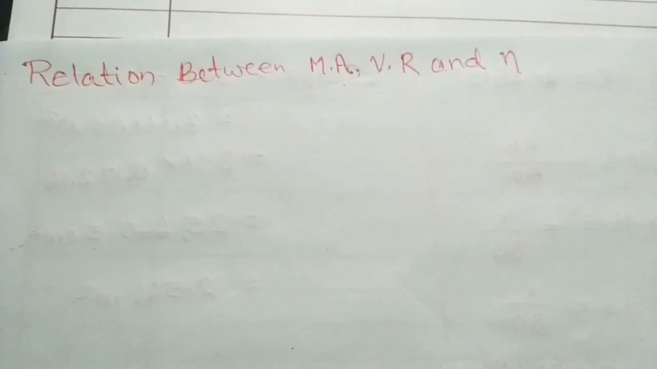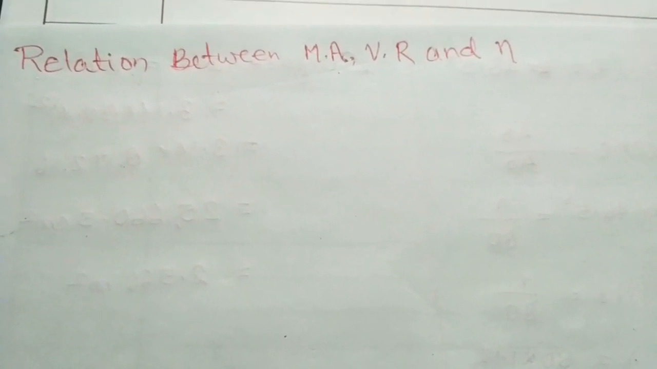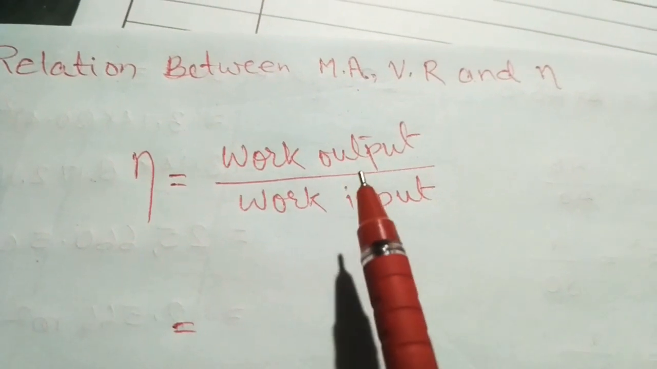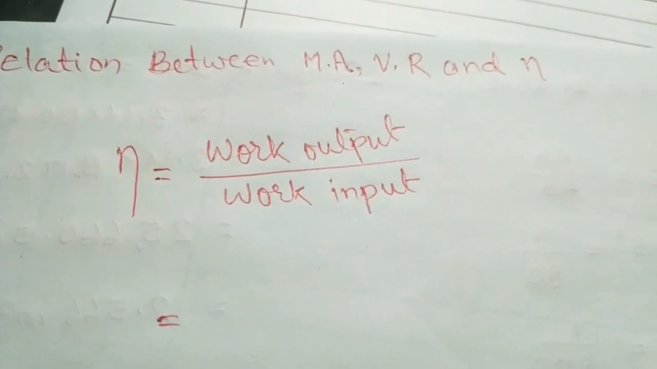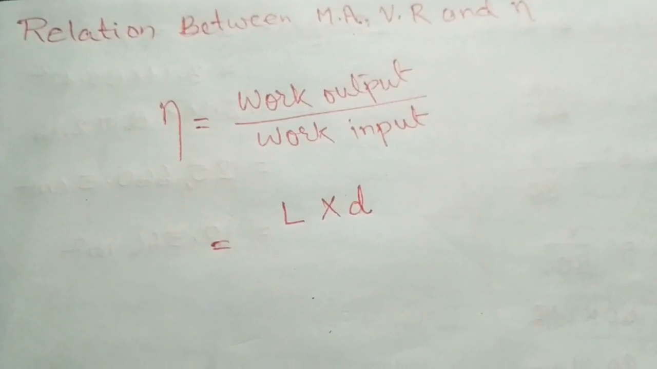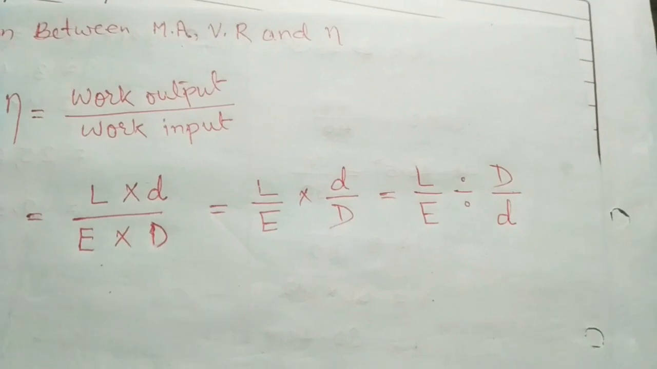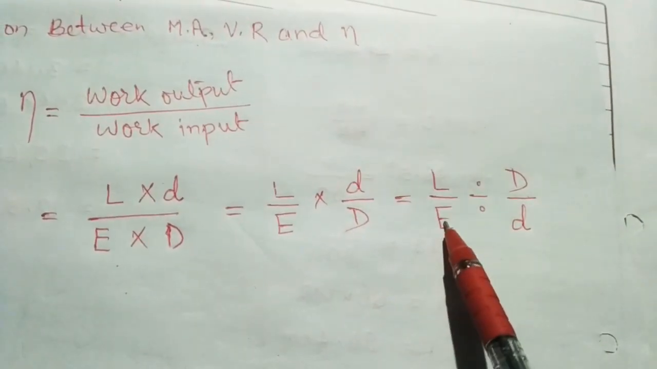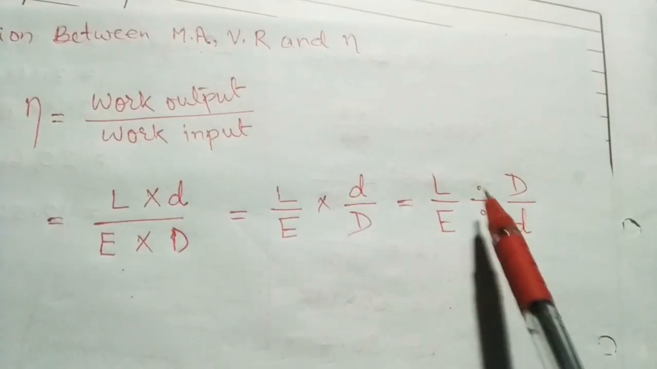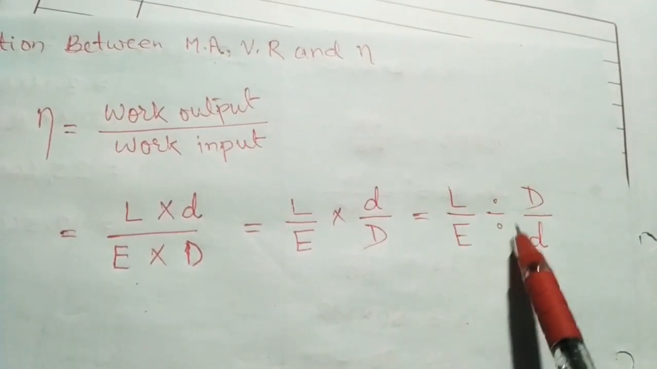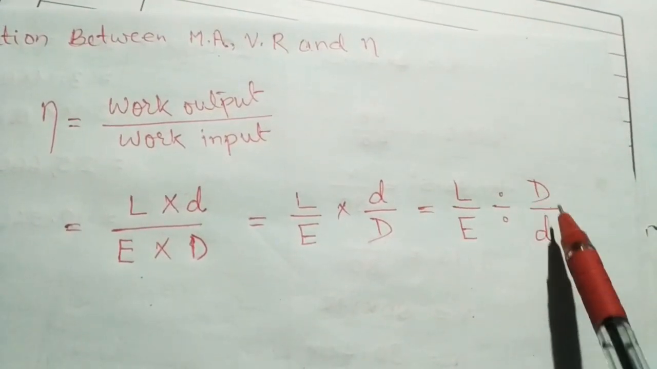Our next topic is to find the relation between the efficiency, mechanical advantage and the velocity ratio. Let's start proving the relation between mechanical advantage, velocity ratio and efficiency. We know that efficiency is equal to work output upon work input, and work is equal to force into displacement. In output, force is load and displacement is small d. And in work input, the force is effort and displacement is capital D. Thereafter you can see the load upon effort is as it is, while the small d upon capital D is reversed and the multiplication changed to division. It is called reciprocal. So doing the reciprocal, the small d goes down and capital D comes up, capital D upon small d.